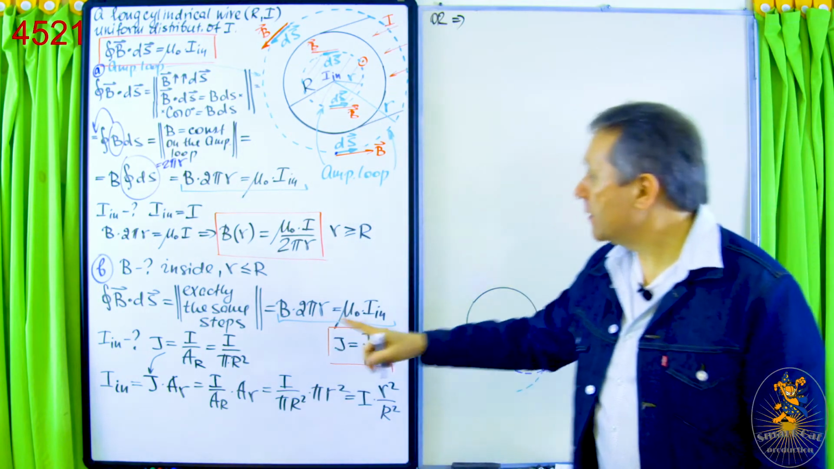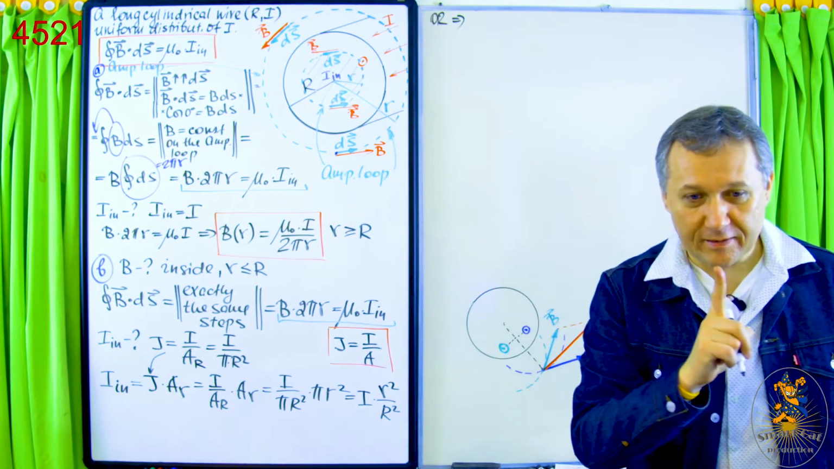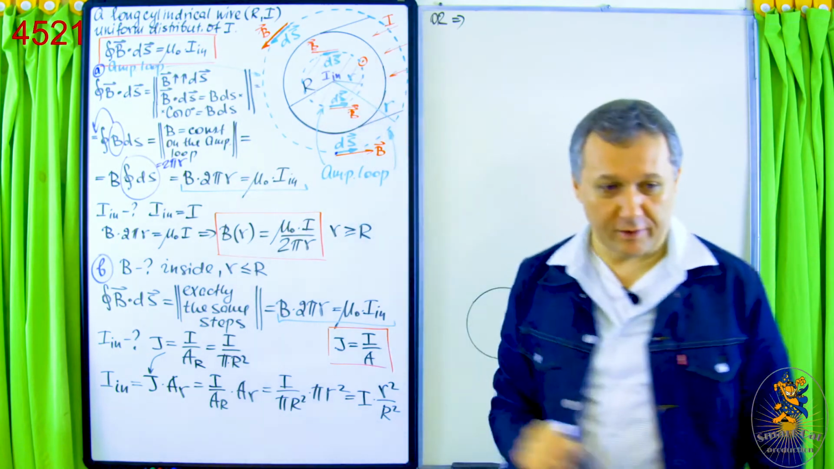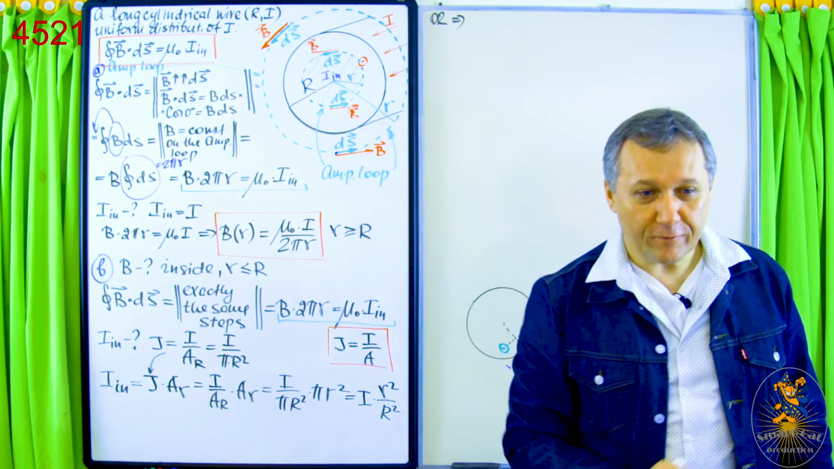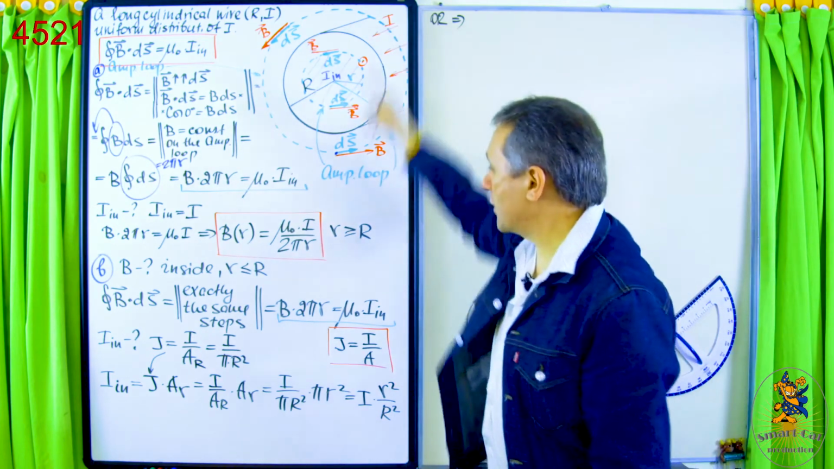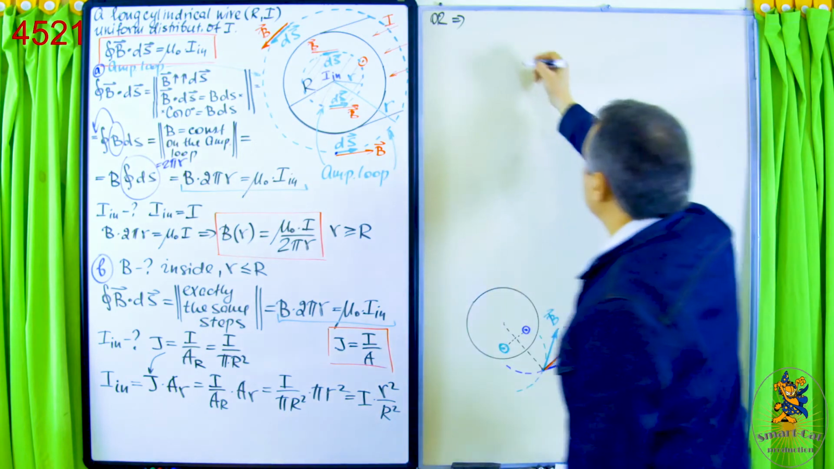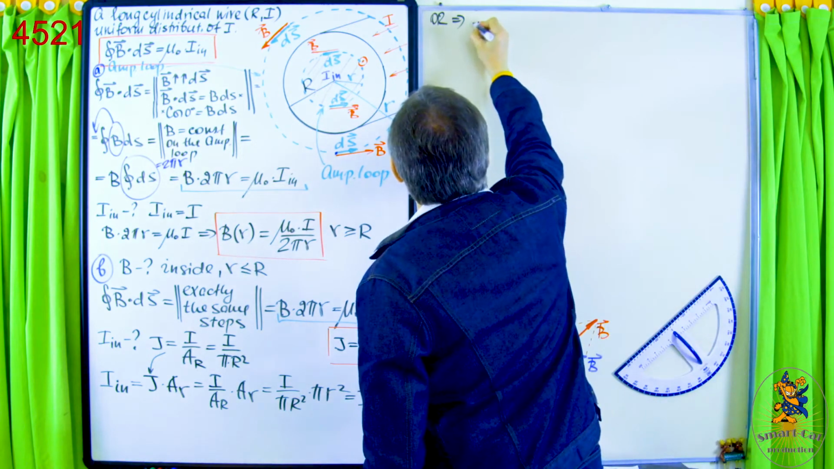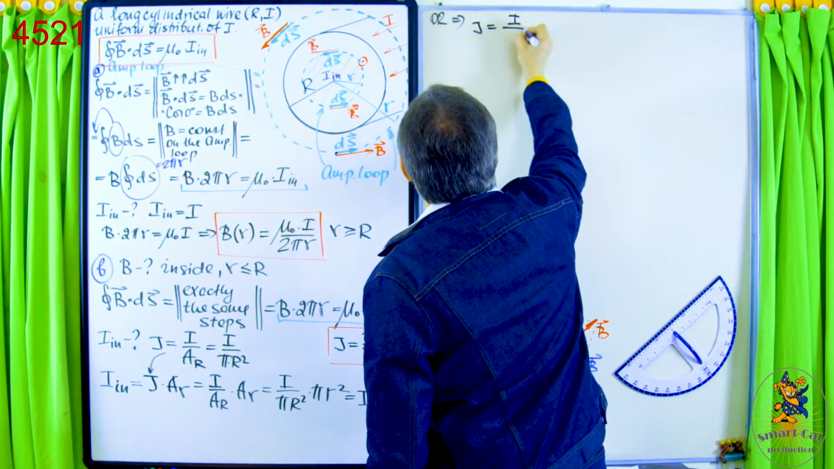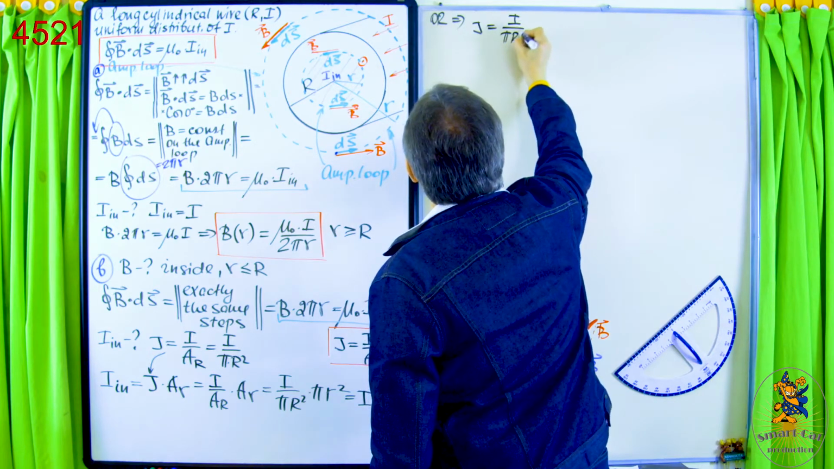So first, current density is exactly the same. We have a uniform distribution of current. First we can find current density using total current, like I've done over here. Right? Okay, let me write it down. J equals I divided by pi R capital squared.